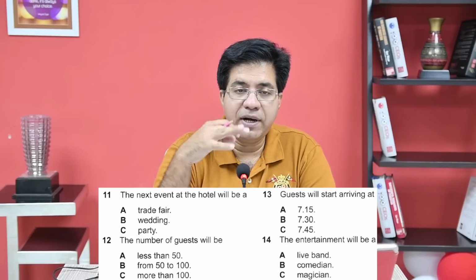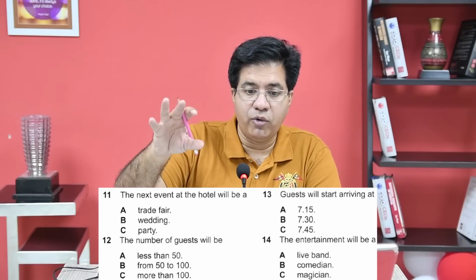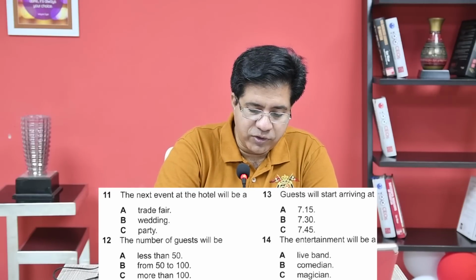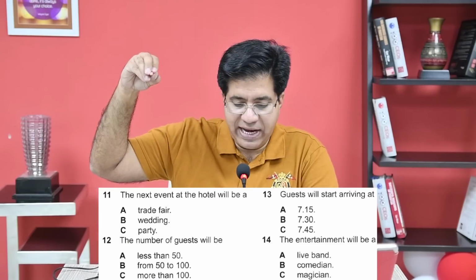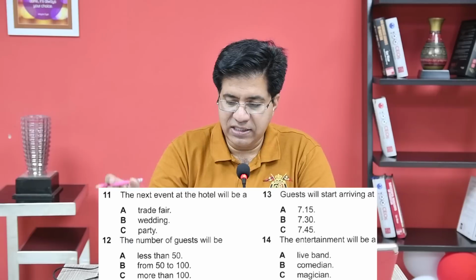We usually only cater for groups less than 50. But about number of guests, she said, we are not sure. So A is the wrong option. Cross it here. Just a little cross at the end of A. Now we are left with B and C.